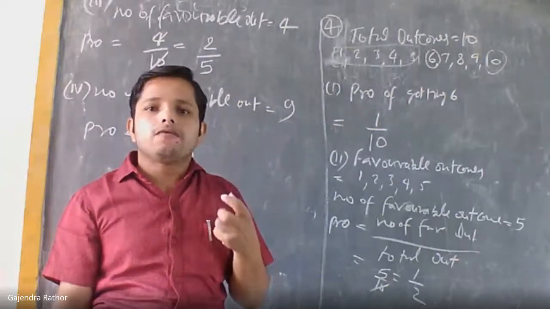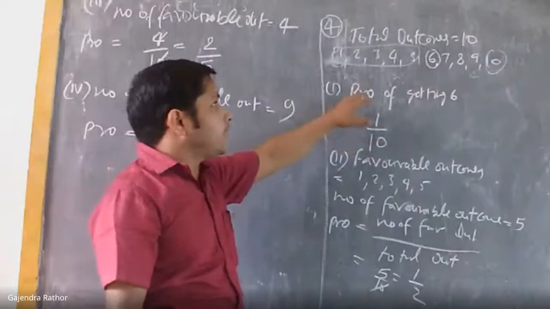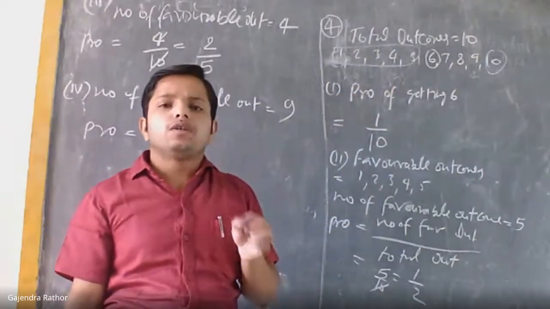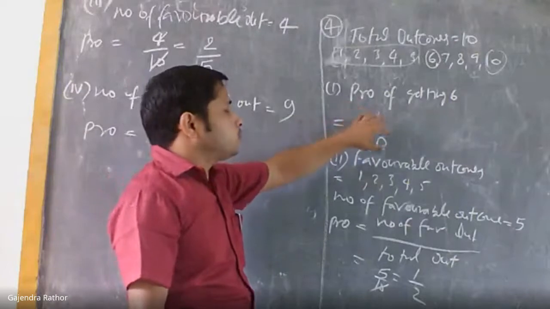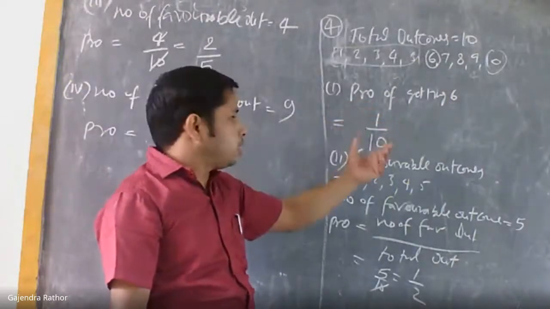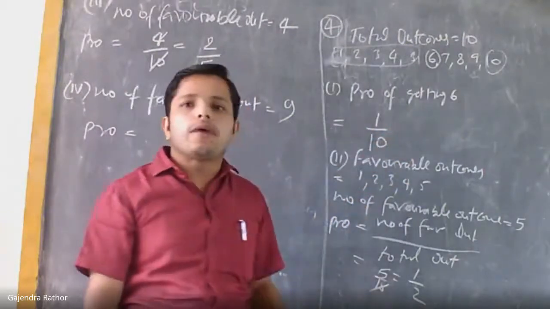We draw a slip from those numbers. So how many 6s? There is only 1 slip which has the number 6. So the number of favorable outcomes is 1. Total outcomes are 10. So this is the required probability.